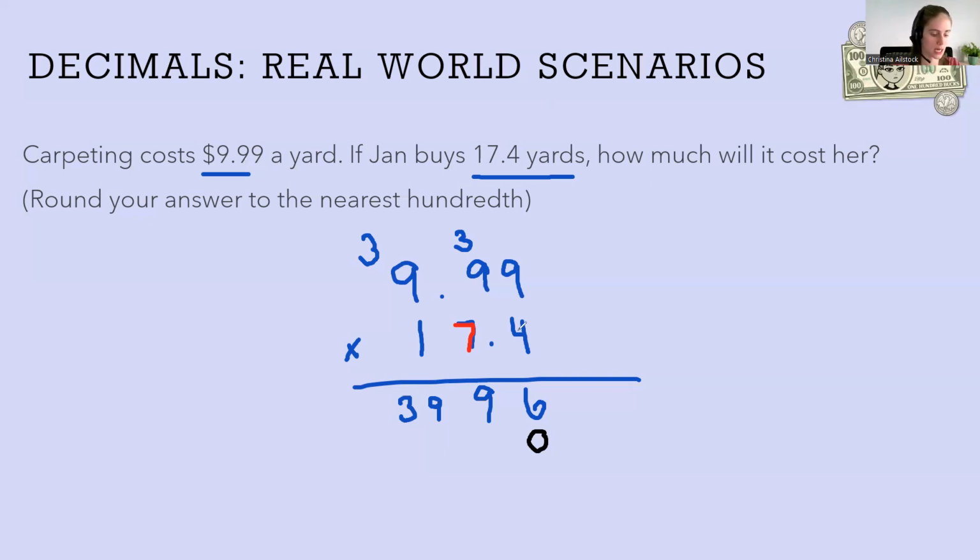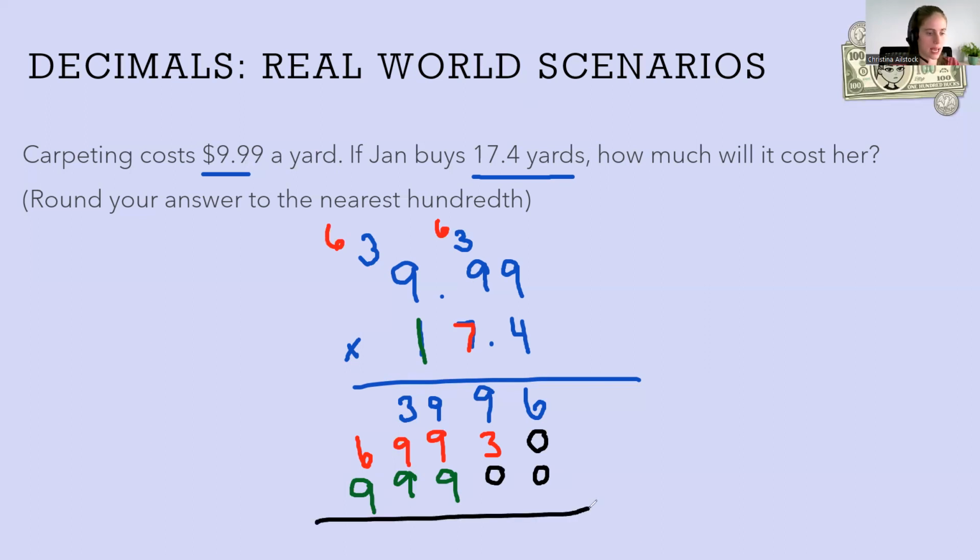So 7 times 9 is 63. 7 times 9 again would be 63, plus 6 would be 69. 7 times 9, 63, plus 6, 69. Now we're going to move over to our 1 and multiply everything by 1. But before we do that, because we're now 2 place values over, we have to enter 2 zeros before we do that multiplication. 1 times 9 is 9, 1 times 9 is 9, 1 times 9 is 9.